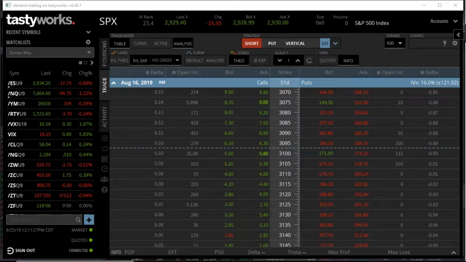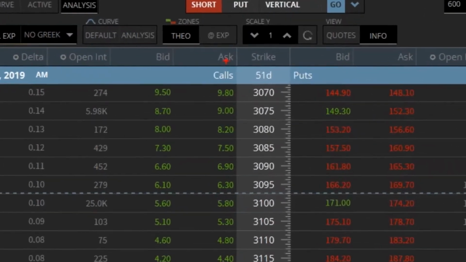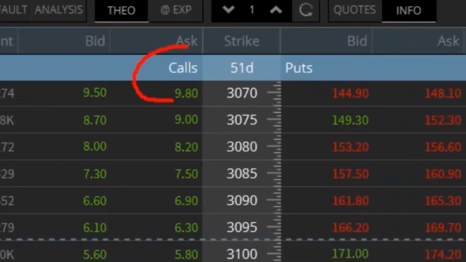So let's dive a little deeper into selling an iron condor. I will discuss how to sell an iron condor on the TastyWorks platform and on the Thinkorswim platform. However, before we do that, I want to discuss the option chain a little bit more because it's important to understand the option chain when buying and selling options. So let's get started. On the left side of the option chain, you will always see calls, and on the right side, you will always see puts.